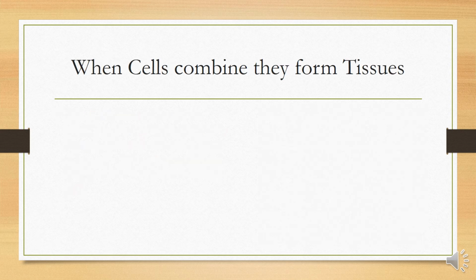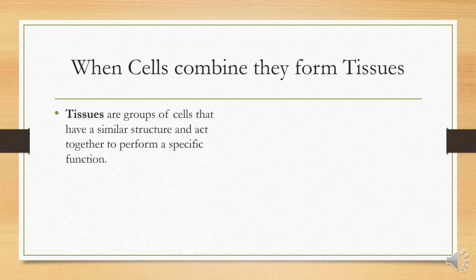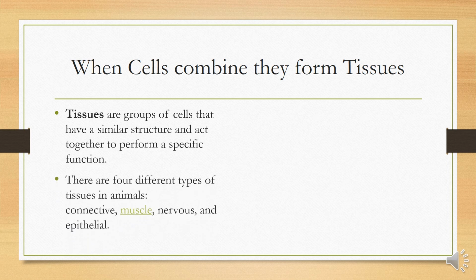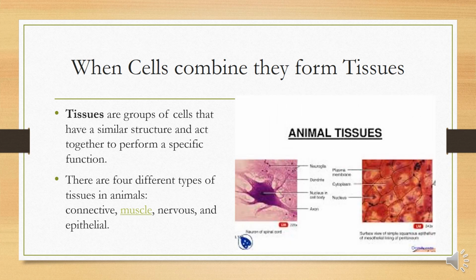When cells combine together, they form tissues, and tissues are group of cells that have similar structure and act together to perform a specific task and function. These are four different types of tissues in animals, that is connective tissues, muscles, nervous tissues, and epithelial tissues. Animal tissues can be seen in the picture.